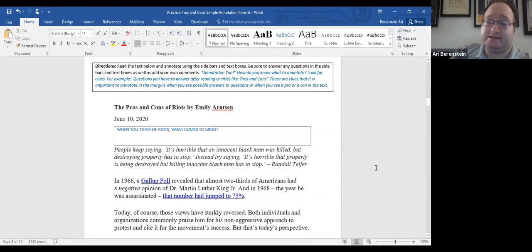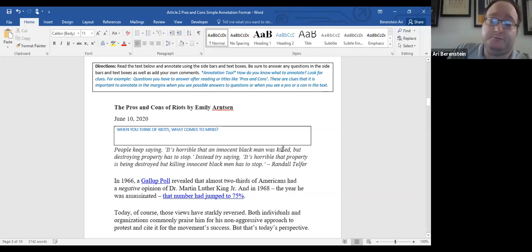So how do you know what to annotate for this article? Look for clues, for example, questions you have to answer after reading, titles of the story. These are clues that it is important to annotate in the margins when you see possible answers to a question, when you see a pro or a con in the text.